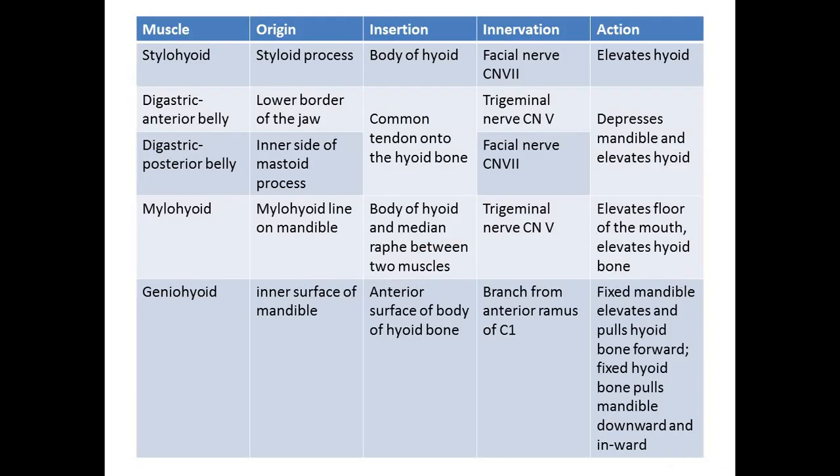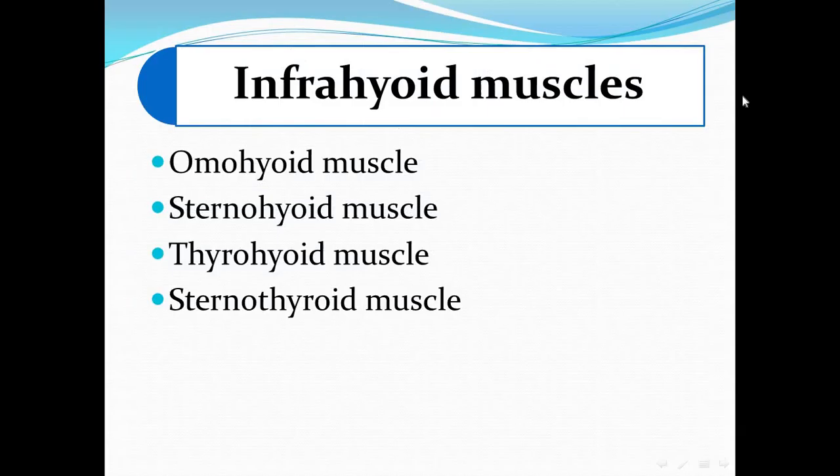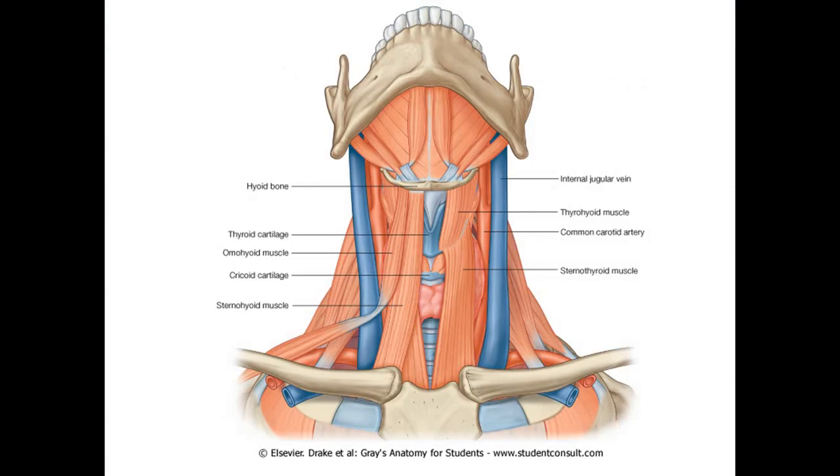So this table is to show the origins, the insertions, the innervation, and the action of these muscles. The infrahyoid muscles include the omohyoid, the sternohyoid, the thyrohyoid, and the sternothyroid. Let's have a look at them on this illustration. The omohyoid is this one, which has two bellies, superior belly and inferior belly.